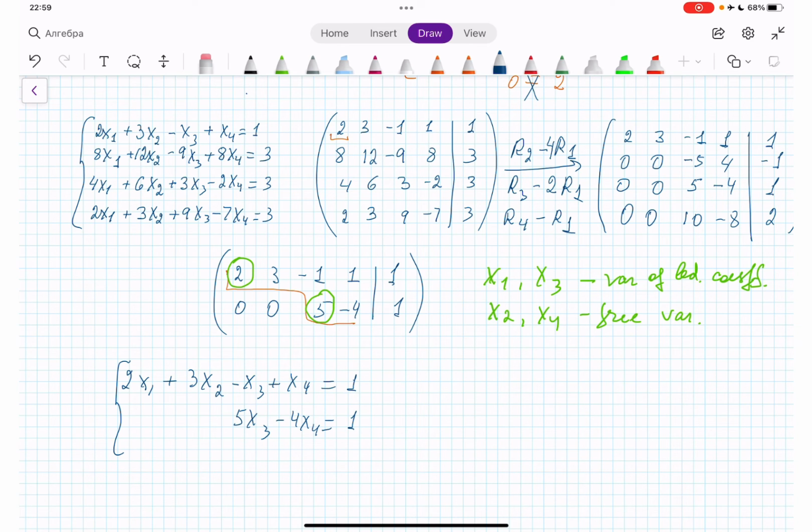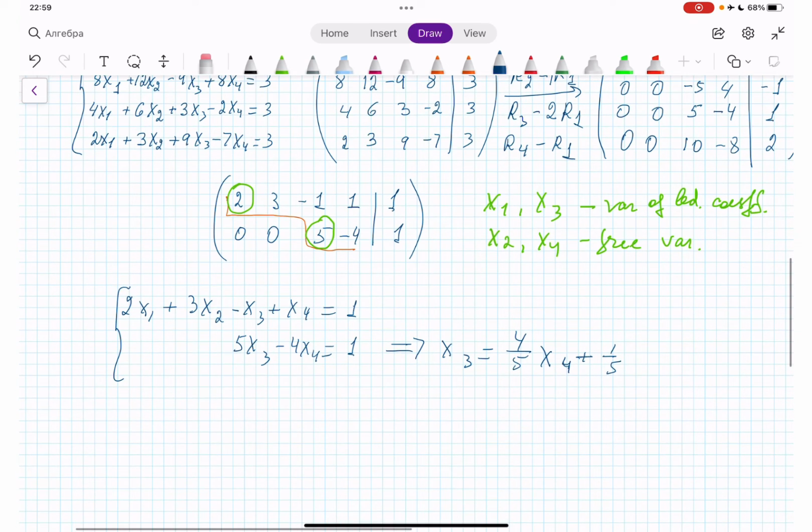So what's going to happen? I'm starting with the second equation, 5x3 minus 4x4 equals 1, and getting x3 from here. So x3 is going to be 4/5 of x4 plus 1/5. Okay, so this is the solution for x3.